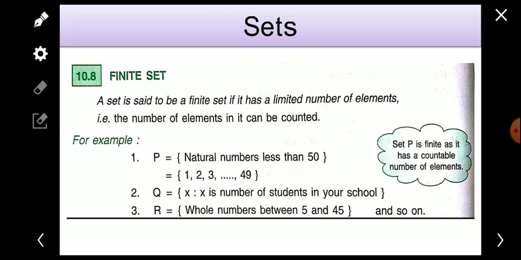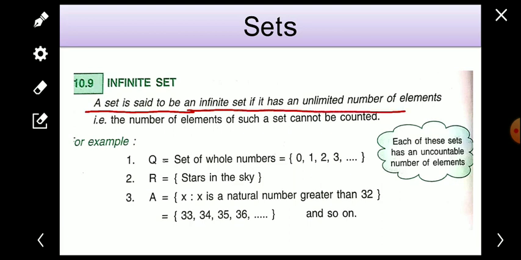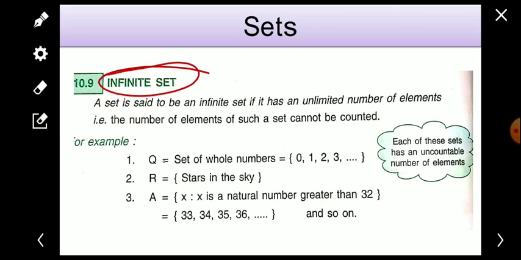I hope that you understood that the set whose elements can be counted is known as a finite set. Now we will talk about the infinite set, just the opposite of the finite set. A set is said to be an infinite set if it has an unlimited number of elements. That is, the number of elements of such a set cannot be counted. That type of set, whose elements cannot be counted, is known as an infinite set.